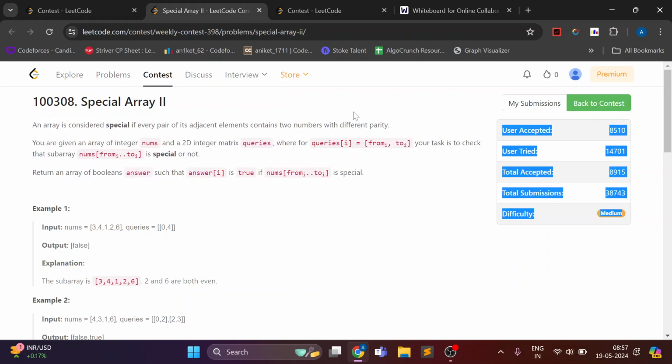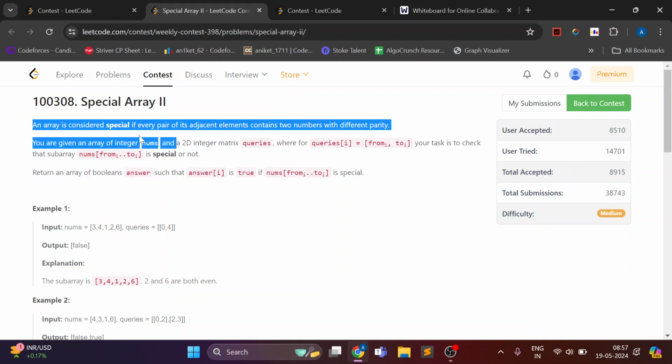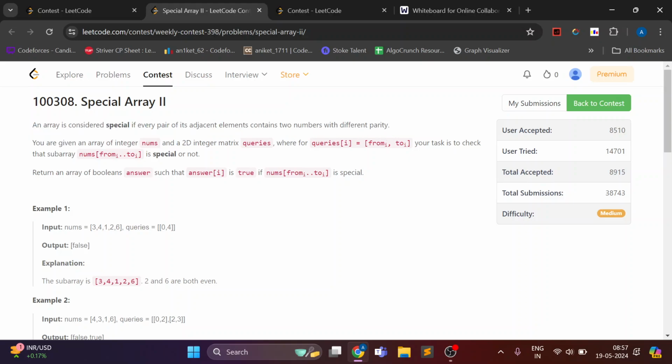So in this question, the same concept of a special array is used, where pairs of adjacent elements have two different parities, and what we are given is some queries, where queries of i is the start index and end index of a subarray, and we have to check if that subarray is special or not, and we have to return a boolean vector such that answer of i is true if the ith query's subarray is special, and false if it is not special.